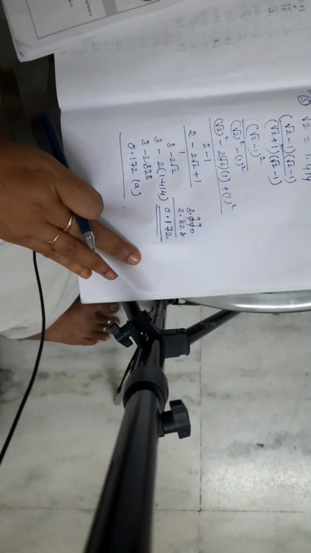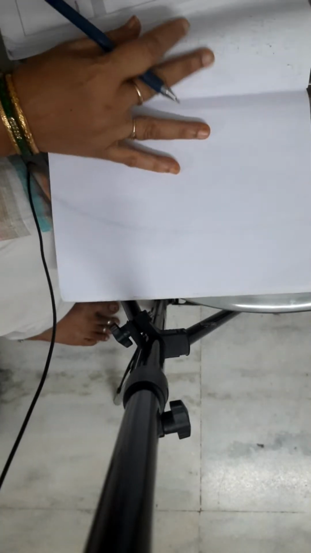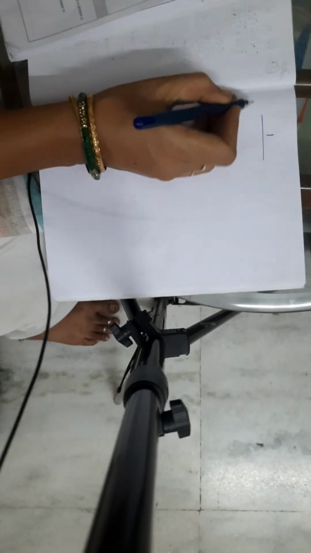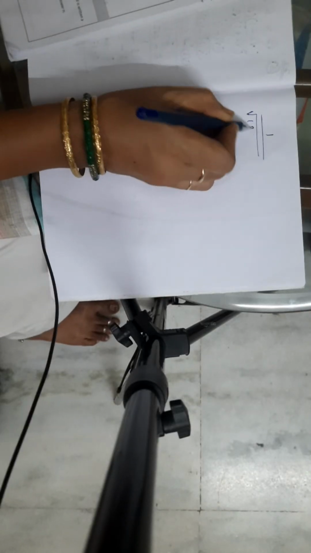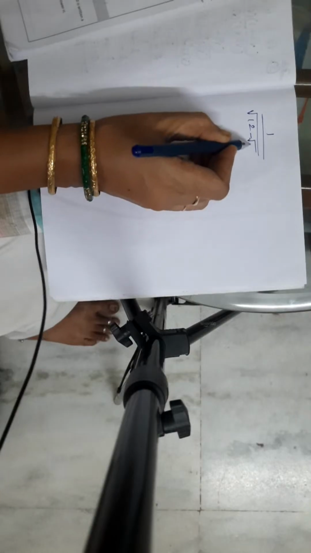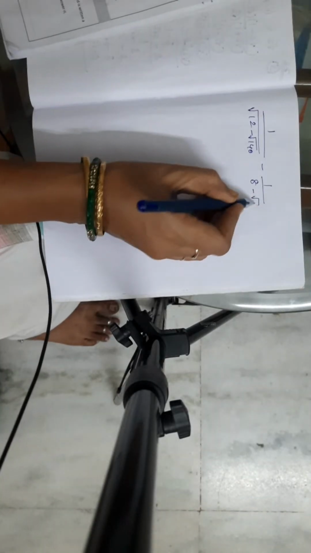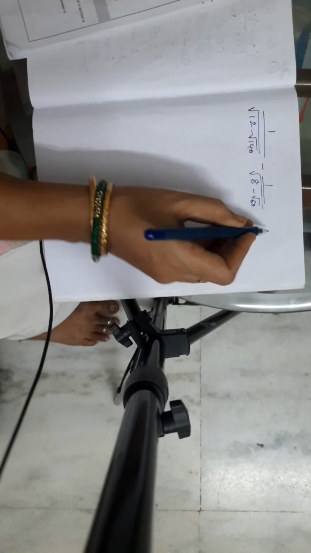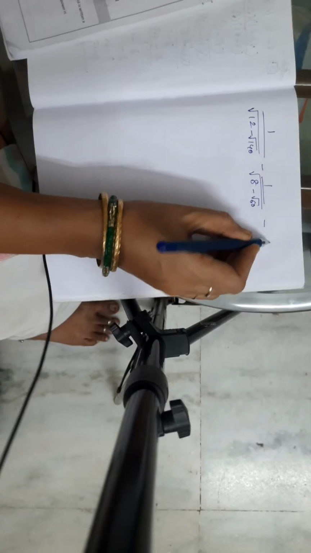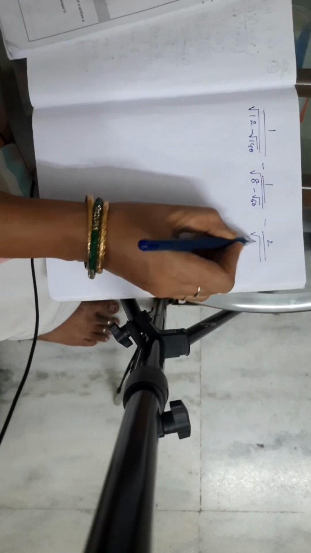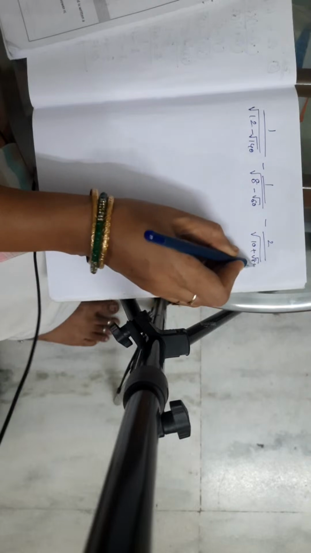Now in the next question, I already taught this, if you remember, so recall this variety of questions. 12 upon, so 12 minus root 140, minus 1 upon 8 minus under root 60. Next, 2 upon 10 plus root 84.